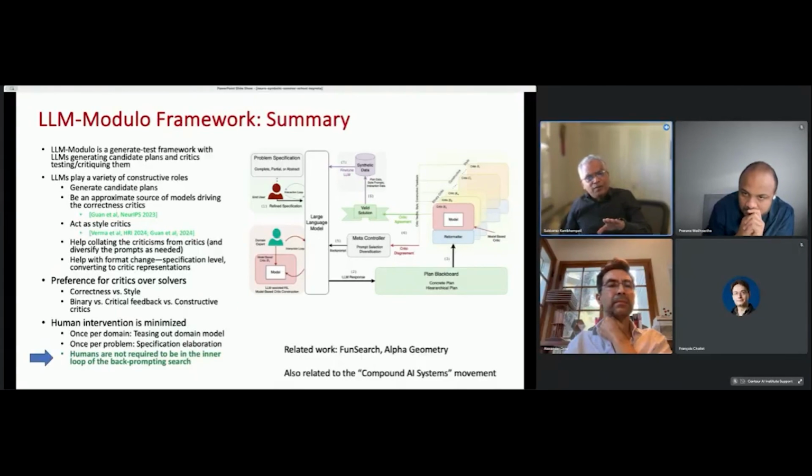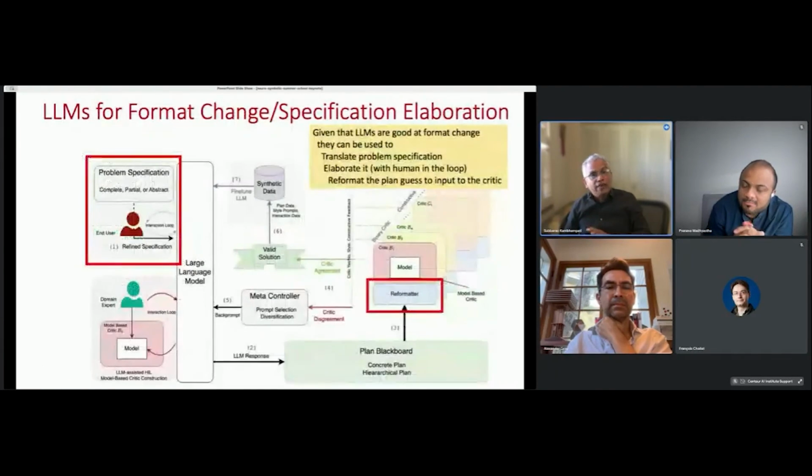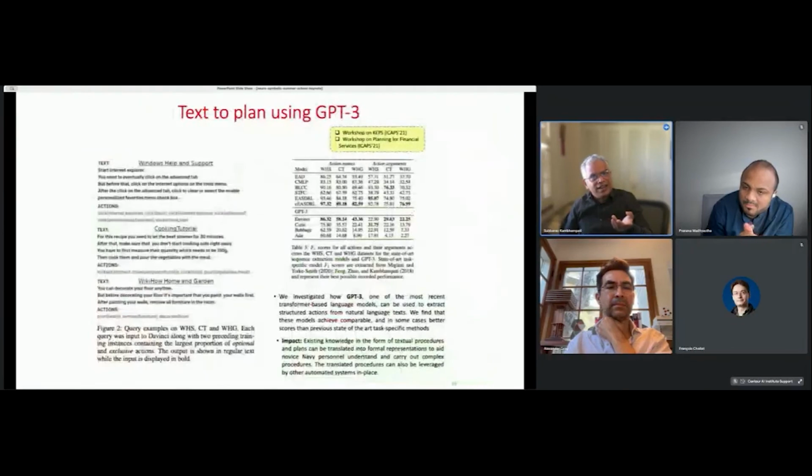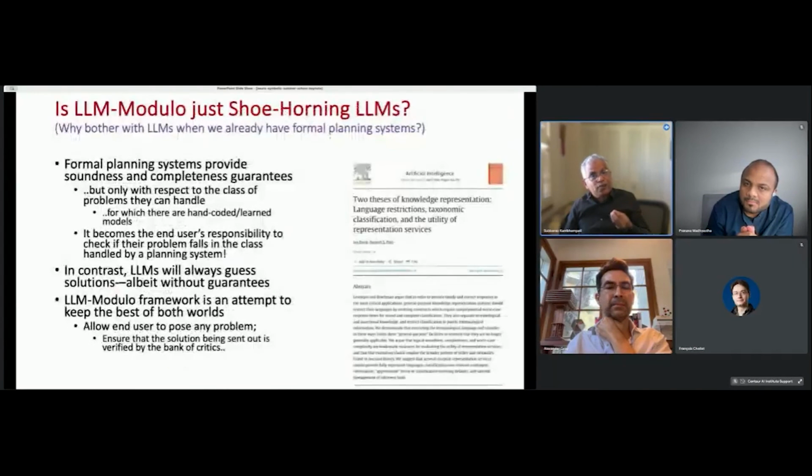And one last thing I want to mention is that in this LLM-Modulo framework, while humans are involved, we avoid humans in the most time-consuming inner loop, which is the search loop, the generate-test part. I think life is too short for us to be part of a combinatorial search solver's inner loop, and so I don't want to have that happen. You can always use LLMs for format change and specification. We use this in the larger architecture, but using them just for that seems to be under-ambitious about using LLMs in reasoning problems.